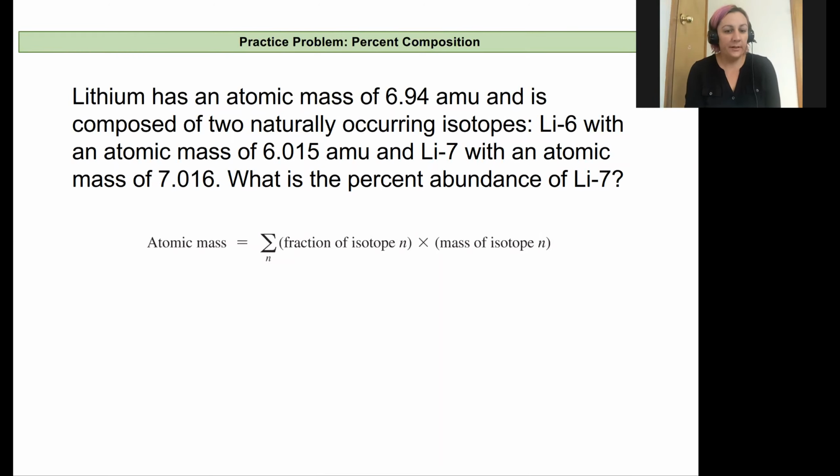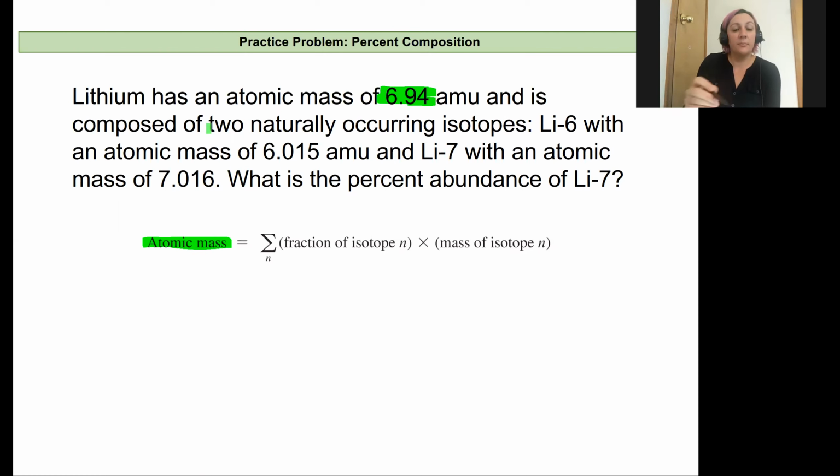In this video, we are going to walk through the solution for a practice problem looking at the atomic mass of lithium and using that. We're told that lithium has an atomic mass of 6.94 AMU. So that's giving us this atomic mass here that we find on the periodic table.